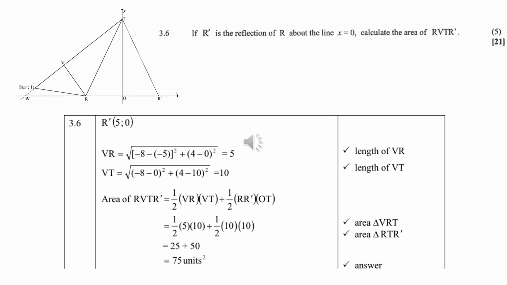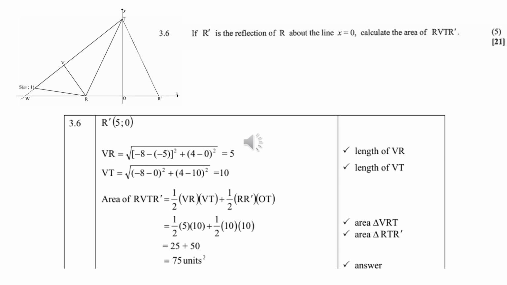Now you'll see that drawing or that quadrilateral consists of two triangles. There's a triangle RVT, which is right-angled, and there's a triangle RTR image. Can you see the two triangles? So I'm going to try and find each one's area, add them together and it will give us the area of RVTR image. So please make sure that you understand what I just did.